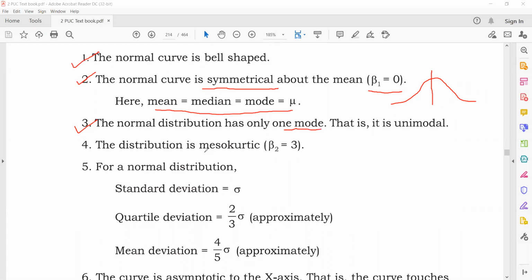And if you look, the peak is not very sharp, it is not very flat, it is somewhat moderate, and the moderate kurtosis is called mesokurtic. And since we have the mesokurtic value, or the measure of kurtosis indicated by beta 2, is equal to 3 for a normal distribution, we keep this beta 2 equal to 3 as a scale in observing whether a distribution has a sharp peak or flat peak.